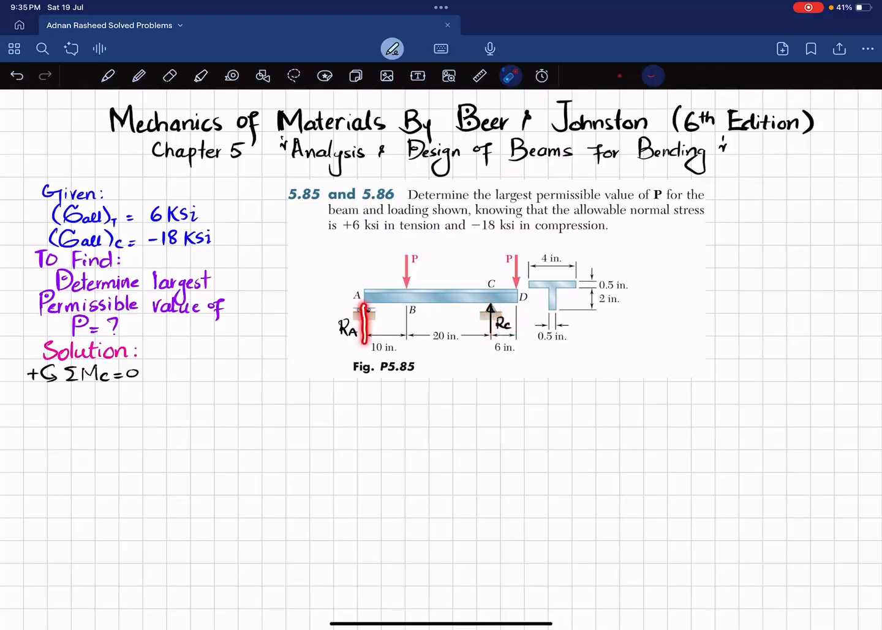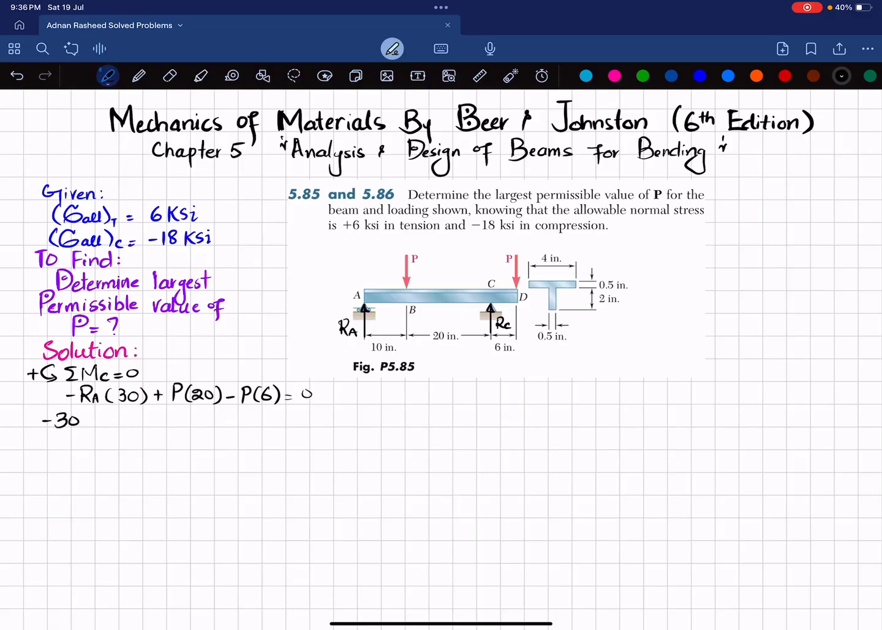So starting from A, the first force that is producing moment is RA, and perpendicular distance is 30, and this is producing clockwise moment, so I will take it negative. So minus RA into 30. The second moment that is produced due to this P load and perpendicular distance from this point load to C is 20. So it is producing counterclockwise moment, so it will be positive. So I can write it as plus P into 20. And the last moment that is produced by this force and perpendicular distance is 6. And this is producing clockwise moment, so it will be negative. So we can write it as minus P multiplied by 6 is equal to 0.